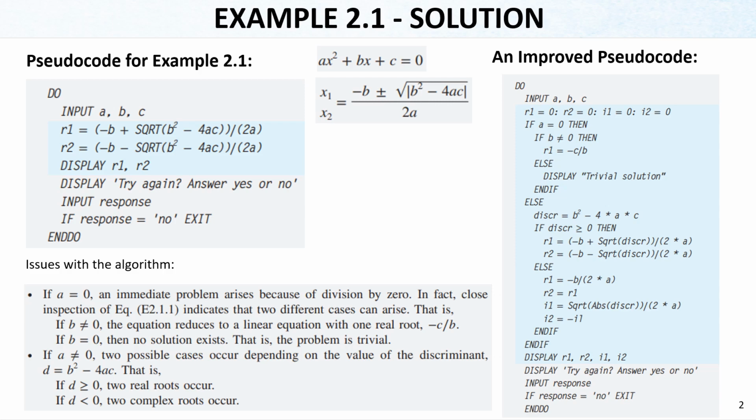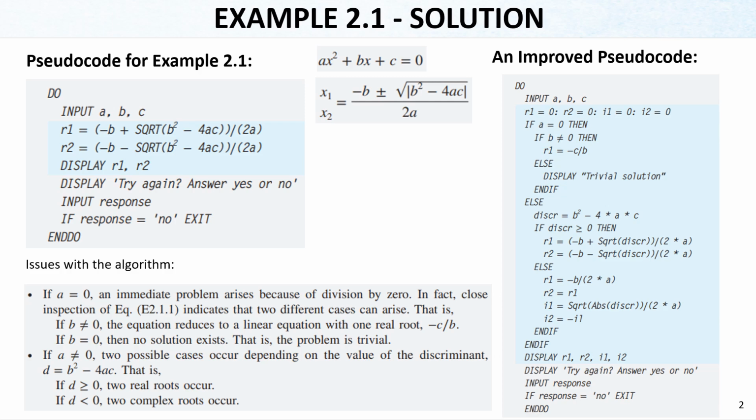Over here you can see we actually improved it, and we defined R1 and R2, which are the two roots, as 0 in the beginning, and we also have some increments, I1 0, I2 0. Then we have an if statement, if a is 0, because here we will consider this condition, then there are two conditions, b is not 0, then R1 is minus c divided by b over here. Else display trivial solution, because if b is 0, then no solution exists, it's a trivial solution. And we finish this first condition with this.